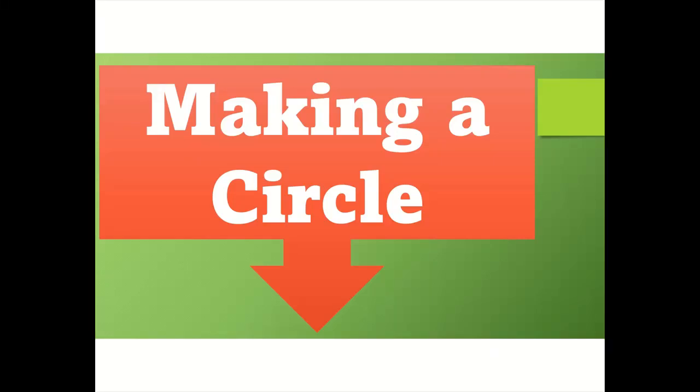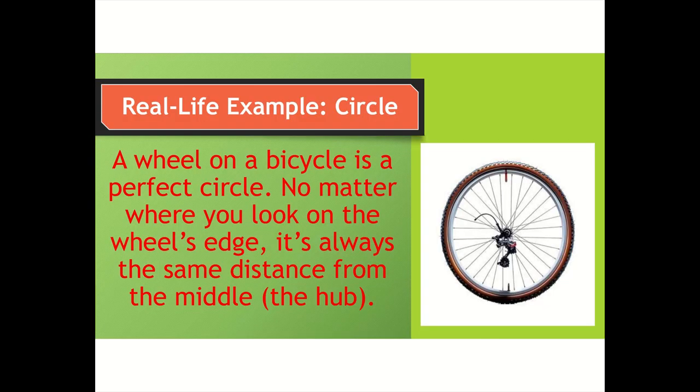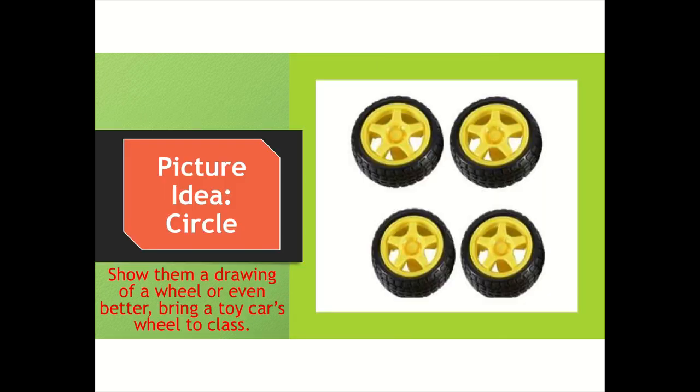Making a circle. A circle is a round, closed shape where all points on the edge are the same distance from the center. Real-life example: a wheel on a bicycle is a perfect circle. No matter where you look on the wheel's edge, it's always the same distance from the middle, the hub. Picture idea: show them a drawing of a wheel, or even better, bring a toy car's wheel to class.